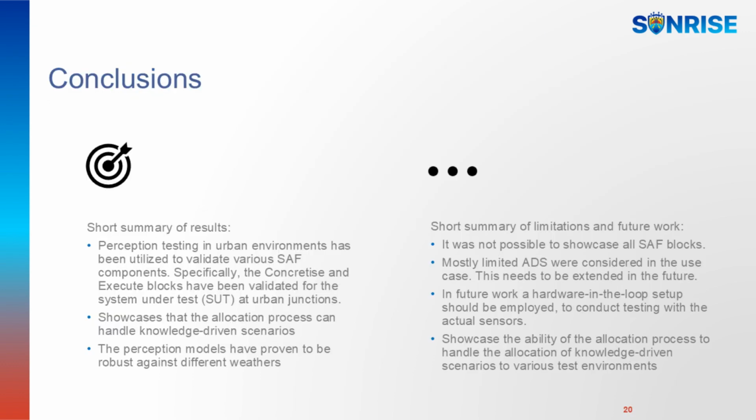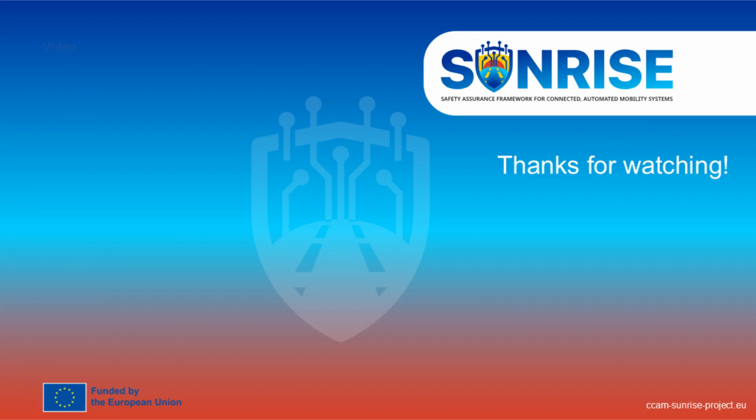The UC1.1 perception testing in urban environments has been used to validate the safety assurance framework components query and concretize, allocate, execute, and test evaluate partially or fully for urban environments. Limitations resulted from the fact that the partners did not use the same AD function. This meant that not all blocks of the safety assurance framework could be tested, or some only partially, such as the allocate block. This was the demonstration video of UC1.1 urban perception testing.